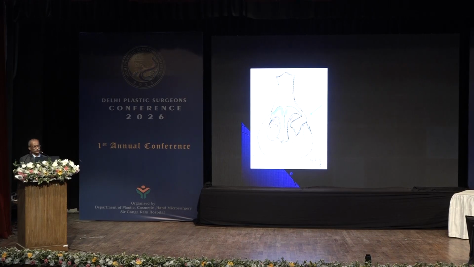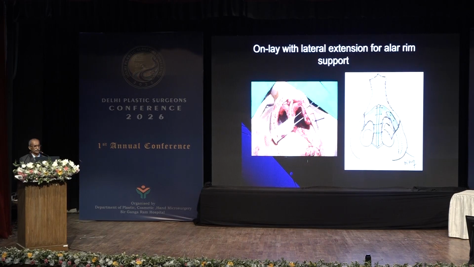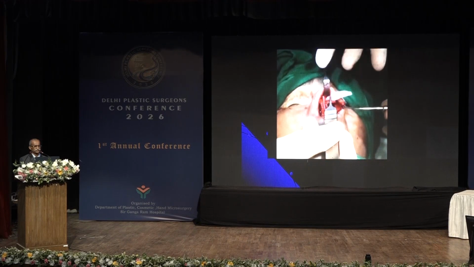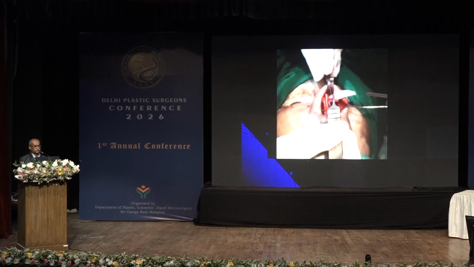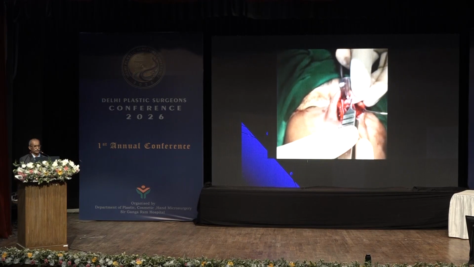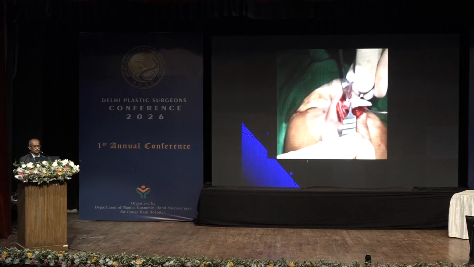Then we have this composite defect, so you require a skeletal support. This can be achieved by an alar extension graft. So this is the alar extension graft which is placed, which is stitched to the existing alar cartilage with the help of 4-0 PDS sutures.